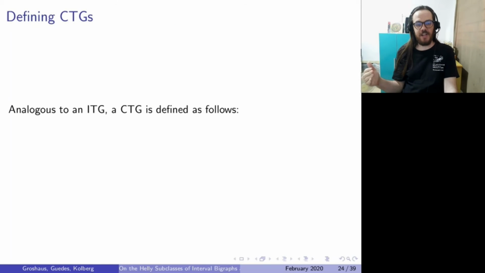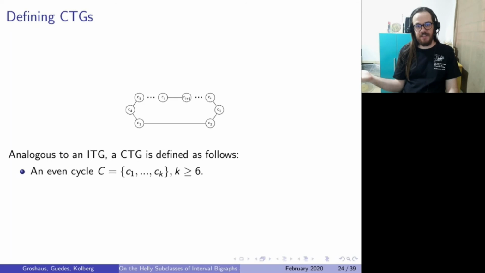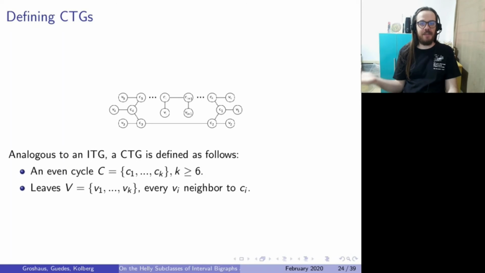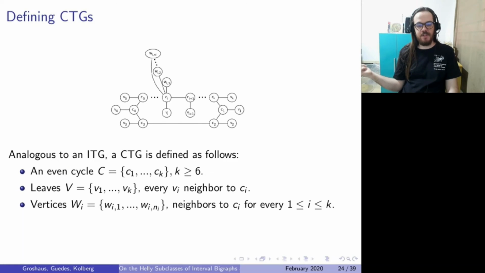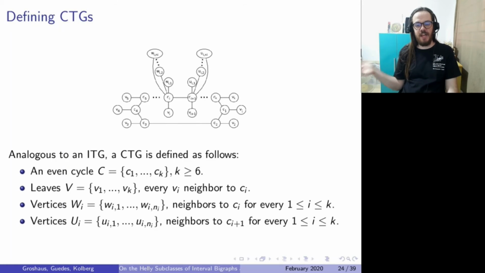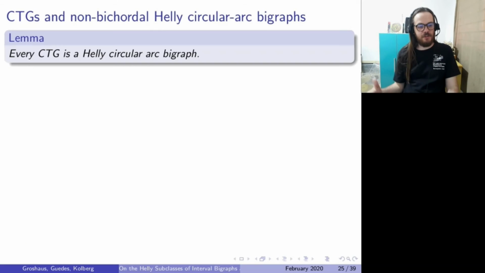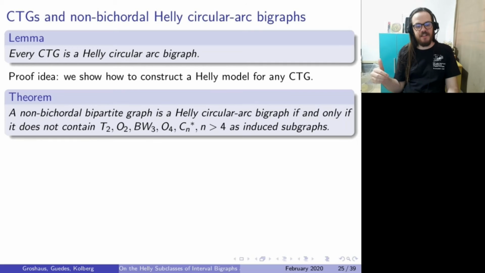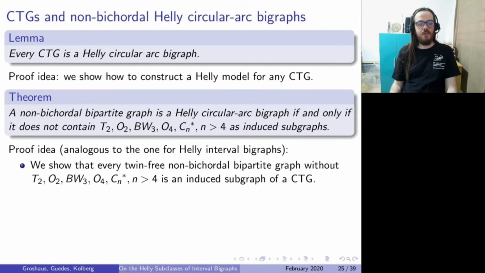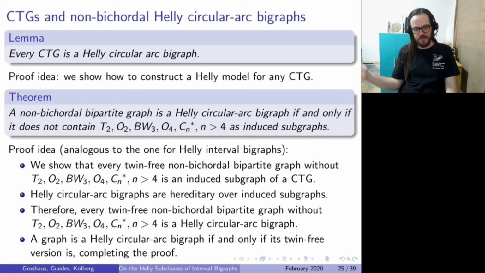So, in order to prove our characterization, we introduce a type of graph analogous to ITGs, which we call circular theorem graphs. We start with an even cycle of at least 6 vertices instead of a path, with leaves on every element of the cycle, set Wi neighbors of Ci, set Ui neighbors of Ci plus 1, and every Wij is neighbor to every Uil for L less than or equal to j, just like in ITGs. We show that every CTG is a Helly circular arc bigraph, and then use this fact to prove our characterization. We basically show that every twin-free, non-bichordal bipartite graph without any of the forbidden graphs we cited is an induced subgraph of a CTG, and the rest is details.